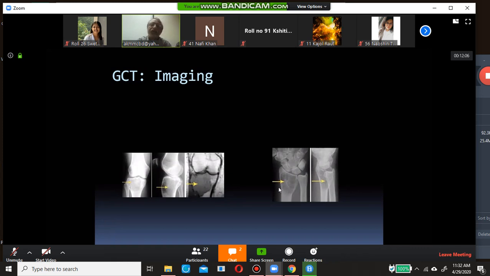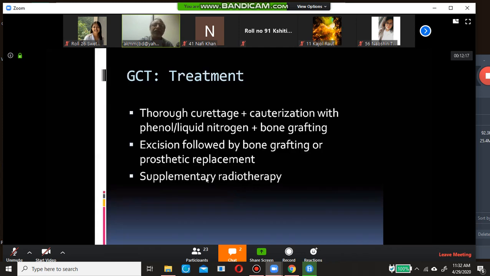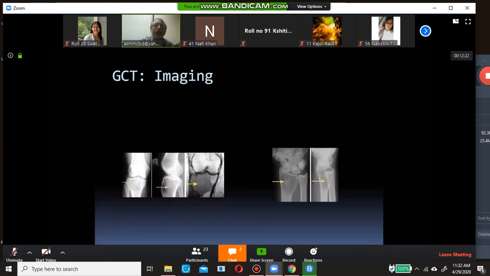And when you go for the MRI, you may find that it has broken the margin of the bone and passed into the soft tissue. It is an advanced case. Usually the articular cartilage is spared, but when the tumor reaches up to the joint cavity, it is an advanced case, or when it goes into the surrounding soft tissue, it is an advanced case.